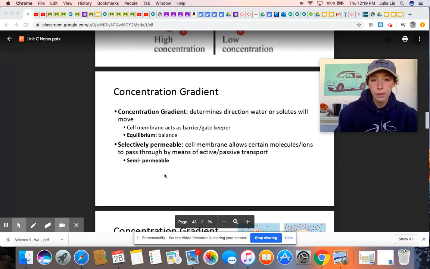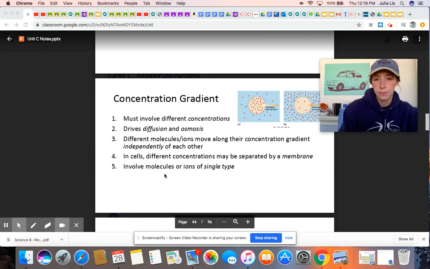Again, a selectively permeable membrane is looking at the movement of these particles. Based on the concentration gradient, based on what a cell might need, if it's needing salts or potassium or water, those particles are going to move across that concentration gradient.